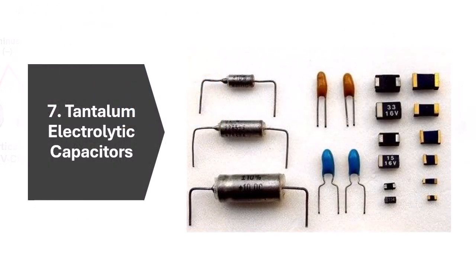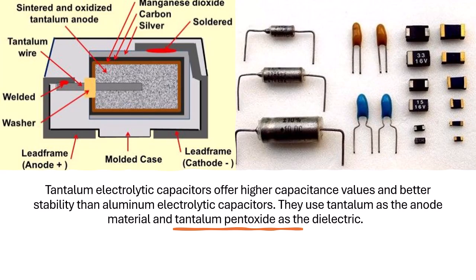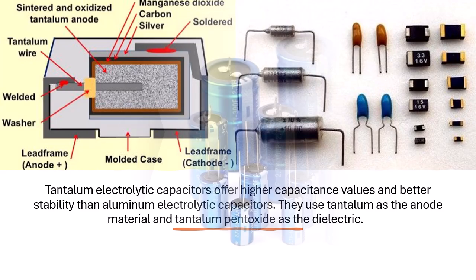7. Tantalum electrolytic capacitors. Tantalum electrolytic capacitors offer higher capacitance values and better stability than aluminum electrolytic capacitors. They use tantalum as the anode material and tantalum pentoxide as the dielectric.